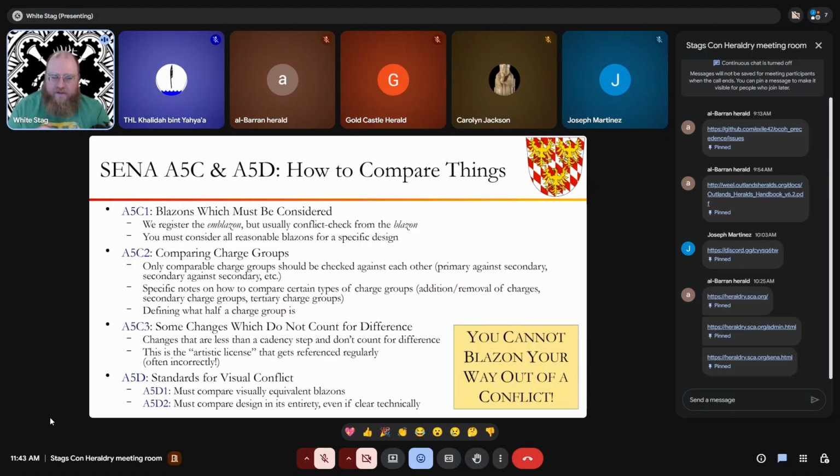Basically, all of artistic license is under this one bullet. So A5C3: these are changes that are less than a cadency step and don't count for difference. That is what artistic license is. If artistic license results in a blazable change that counts for difference, it's not artistic license anymore. You've got new armory. And then standards for visual conflict, comparing visual equivalent blazons, compare the design in its entirety. I've got a big box here. These two sections are basically the you-cannot-blazon-your-way-out-of-a-conflict section. So if you have a conflict, you cannot creatively rearrange the blazon such that there's no conflict. You can blazon your way out of a style problem. You cannot blazon your way out of a conflict.